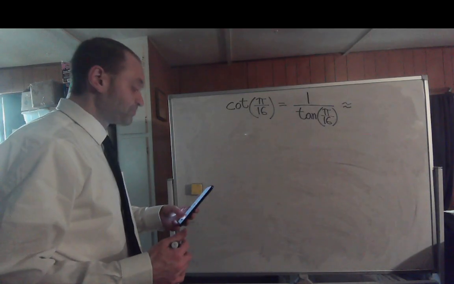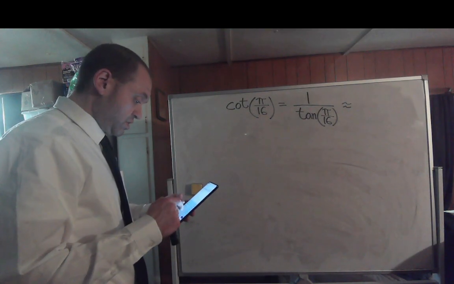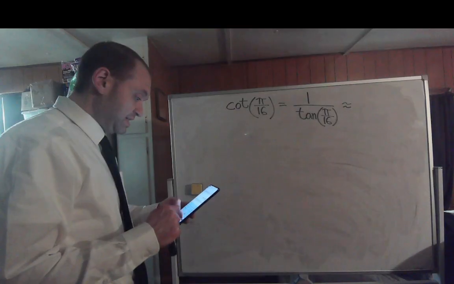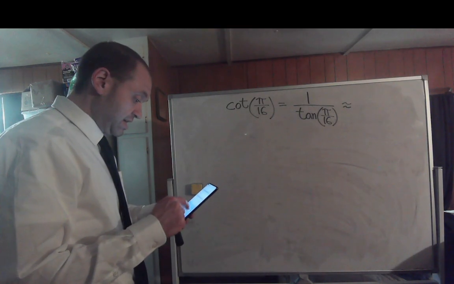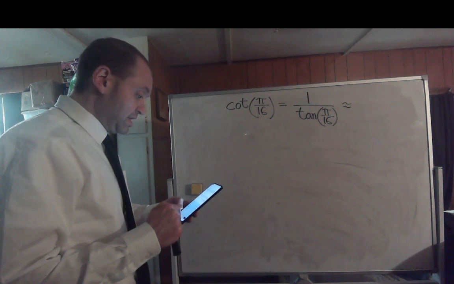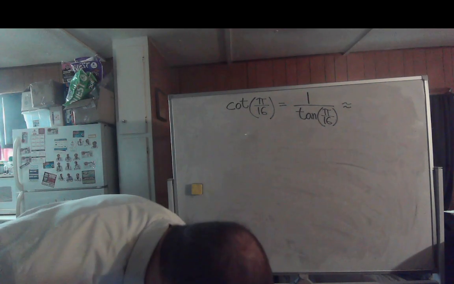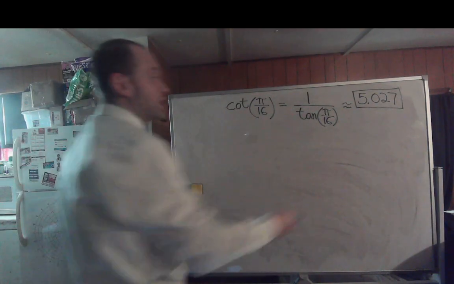So switching to radians, let's take pi divided by 16. Now let me take the tangent of that, and then let me take 1 divided by that answer. You get about, wow, 5.027. So that gives me that the cotangent of pi over 16 is approximately 5.027.